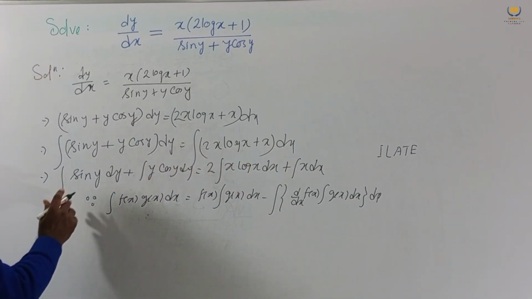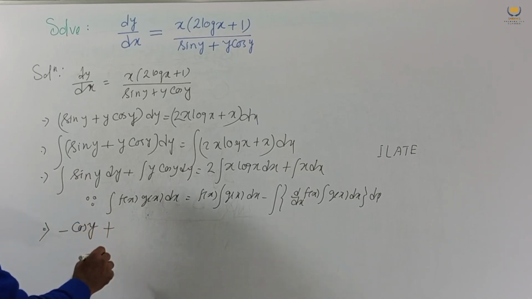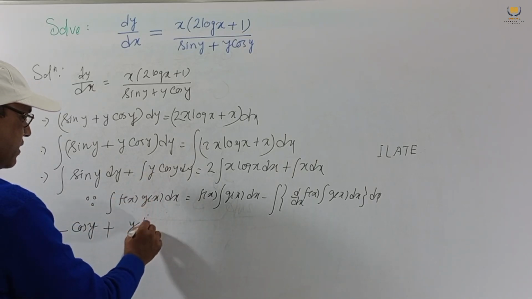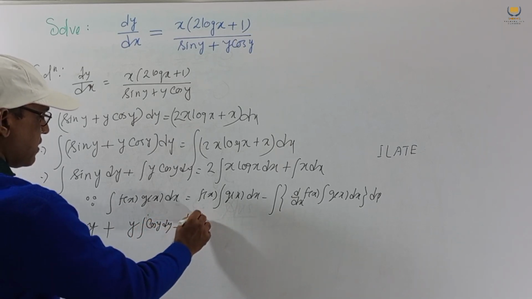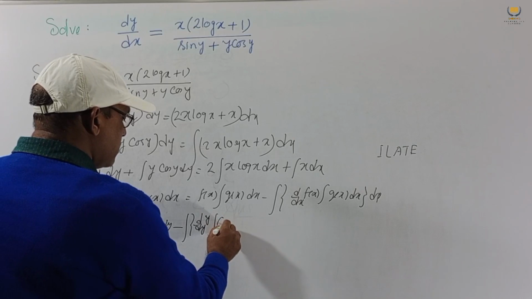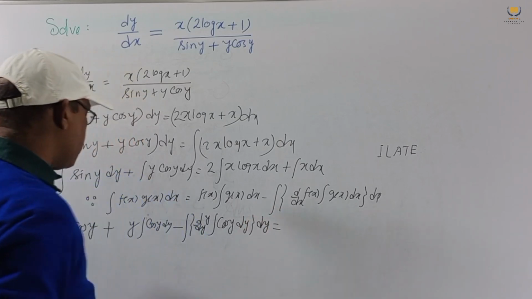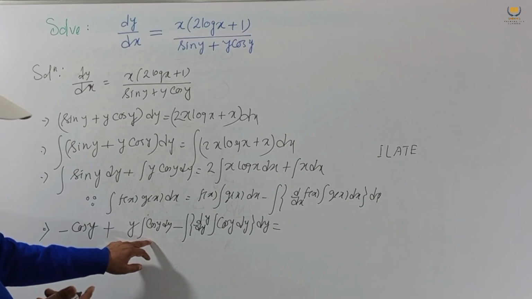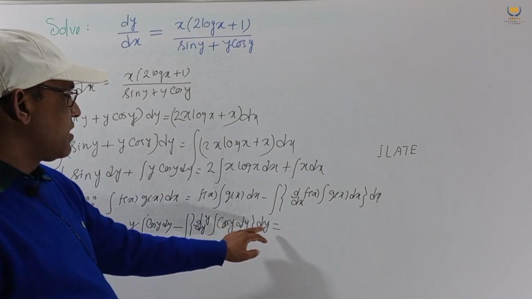Now this will be the integration of sin y, which means minus cos y, and this is the by-parts formula. Y times the integration of cos y dy, minus the integration of d/dy of cos y times the integration of cos y dy. This is minus cos y, this is y times the integration of cos y dy, and this one, d/dx, using this formula, d/dy of cos y dy.